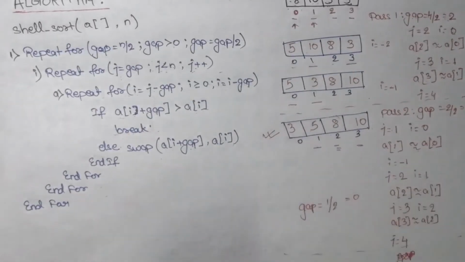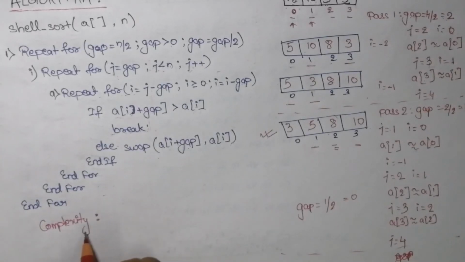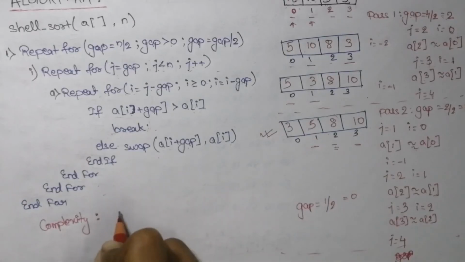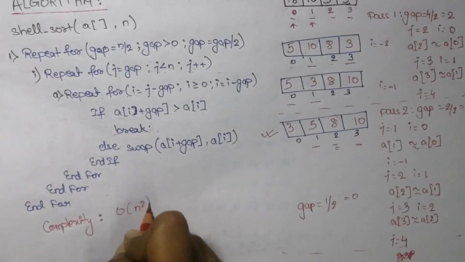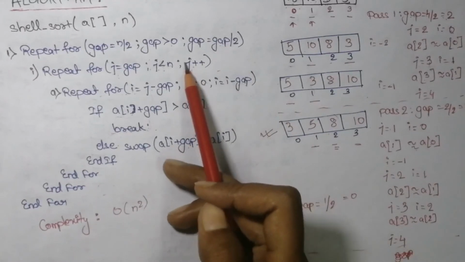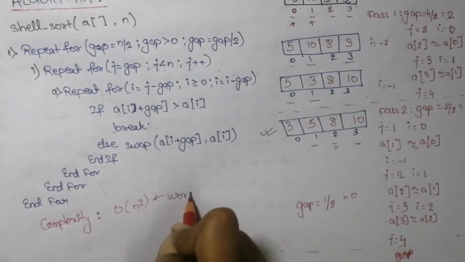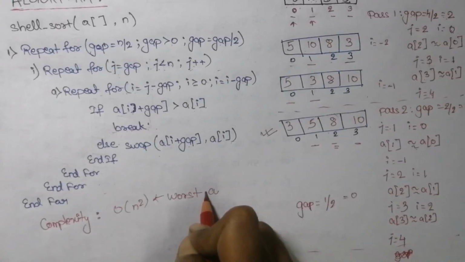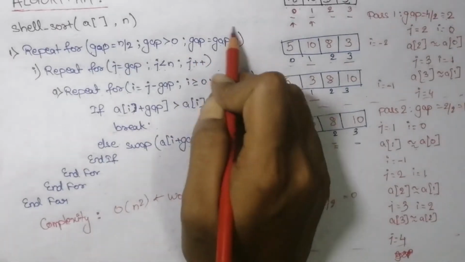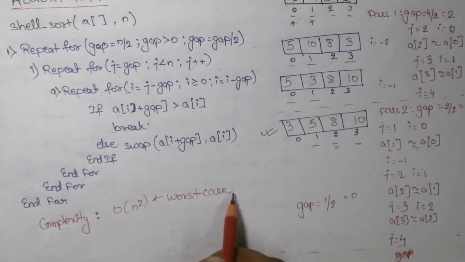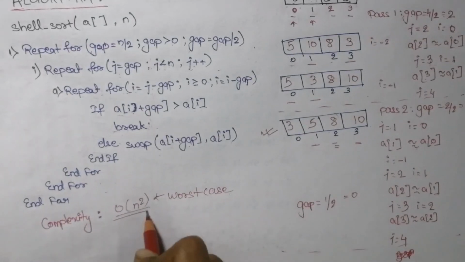And coming to the complexity of this shell sort algorithm, the time complexity of shell sort algorithm is order of n square, because here gap is reduced by half in every iteration. This is the worst case complexity. There are many methods of finding out the gap, right, which lead to better time complexity, but the worst case complexity of shell sort is order of n square.